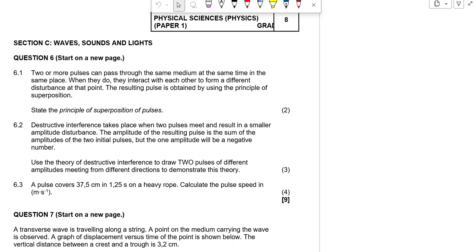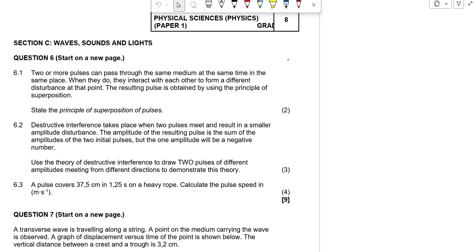Same medium at the same time in the same place. When they do, they interact with each other to form a different disturbance at that point. The resulting pulse is obtained by using the principle of superposition. State the principle of superposition of pulses.